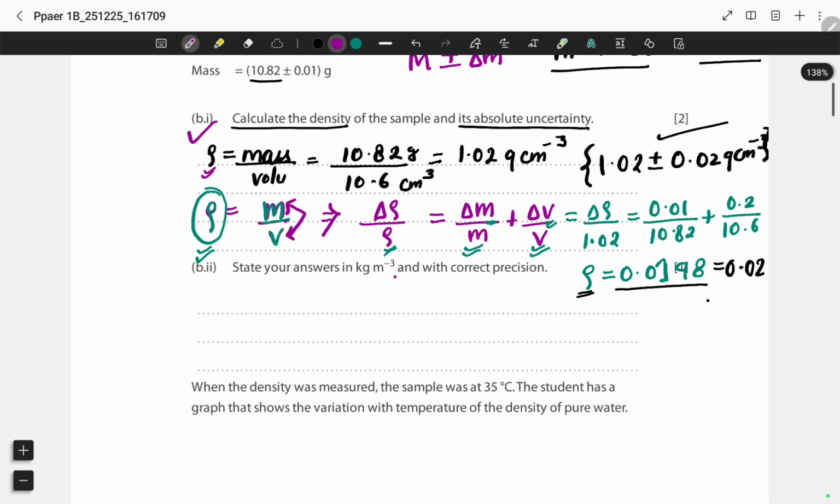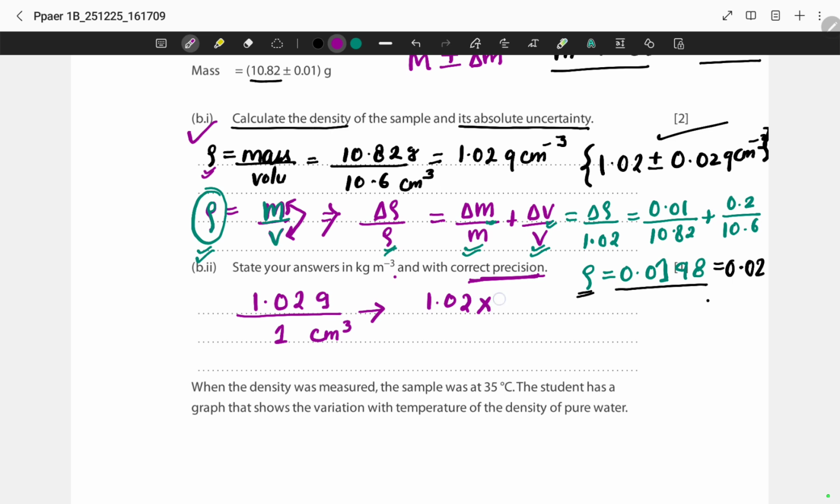The next part says to state your answer in kg per meter cube and with correct precision. It's very important over here. I'll tell you what they mean by precision whenever they write this. Let us convert our density to kg per meter cube. I have density as 1.02 gram per centimeter cube, that means per 1 centimeter cube. How to convert gram to kg? We divide by 1000, so I'm multiplying by 10 to the power negative 3.